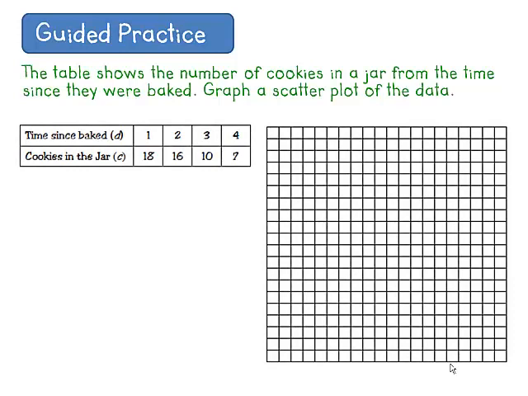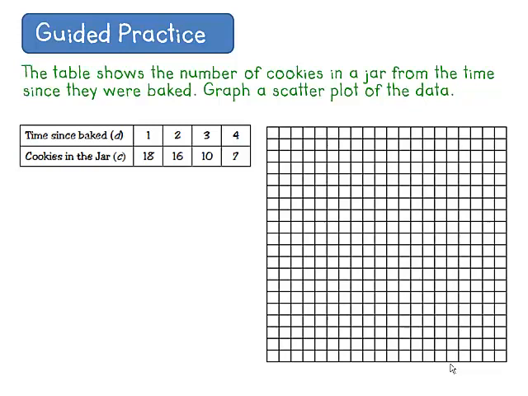So let's look at this table. We see time since baked. In parentheses we see D. What do you think D stands for? I'm thinking D stands for days. So after 1 day there were 18 cookies in the jar. After 2 days there were 16 cookies. After 3 days there were 10, and after 4 days there were 7.